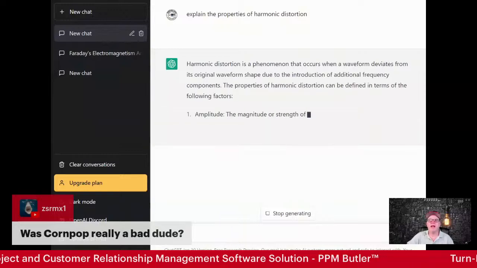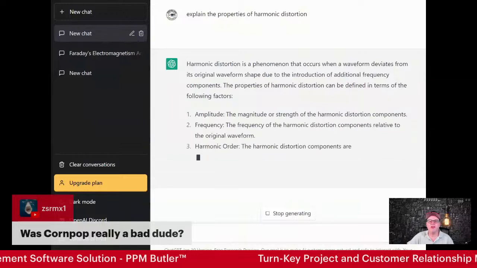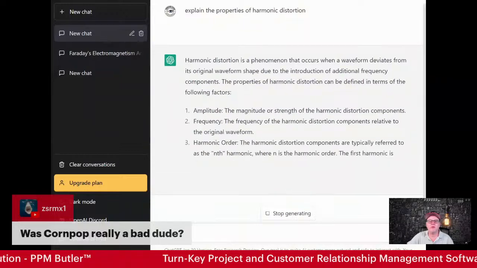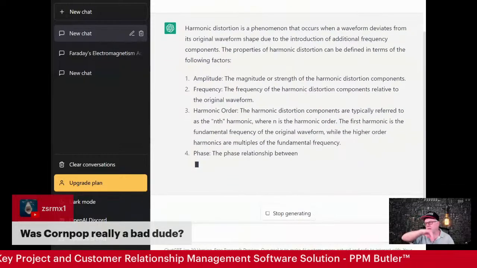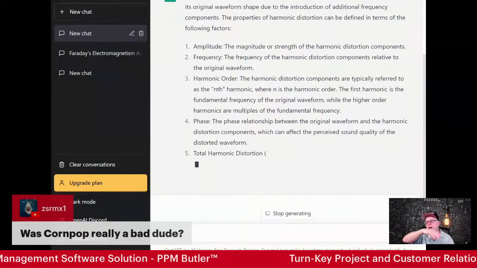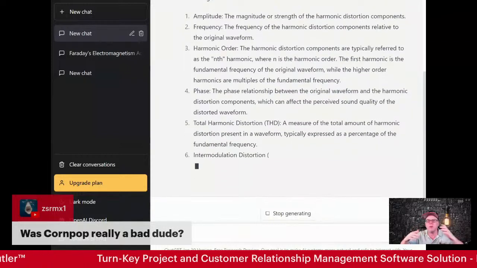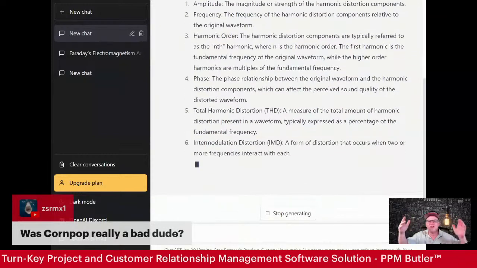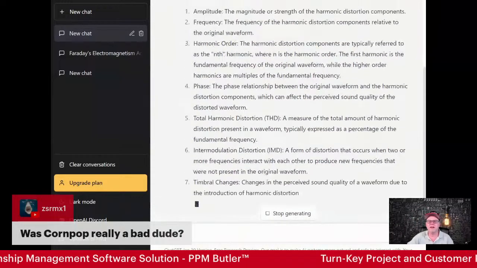Harmonic distortion is a phenomenon that occurs when a waveform deviates from the original waveform shape due to the introduction of additional frequency components. That's our harmonics. Kind of what I was explaining last night in our Fast Tracks Wednesday, that the harmonics create harmonic distortion and it distorts the waveform. If it creates a distortion in the waveform, then you don't have cancellations that take place, and that's why neutrals can have a certain elevated level of current flowing.